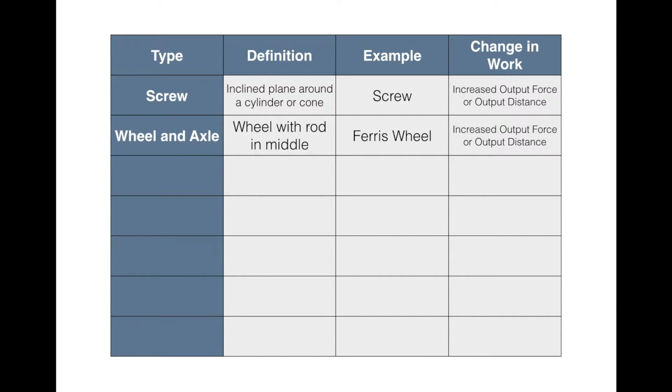Wheel and axle is a wheel with a rod in the middle. A good example is a Ferris wheel. And once again, just like a screw, depending on which part you're turning, either the output force is increased or the output distance is increased. So go ahead and get that filled out. And we're going to go on to the final simple machine right here.